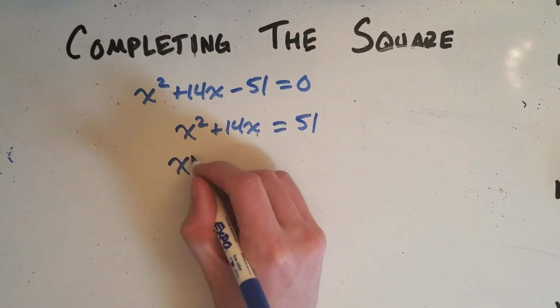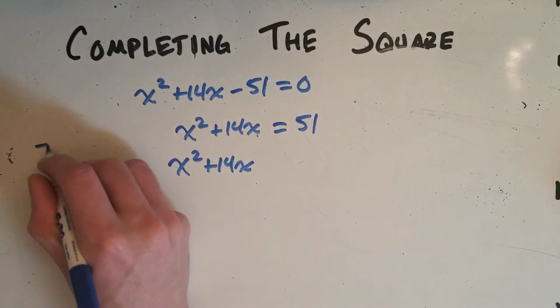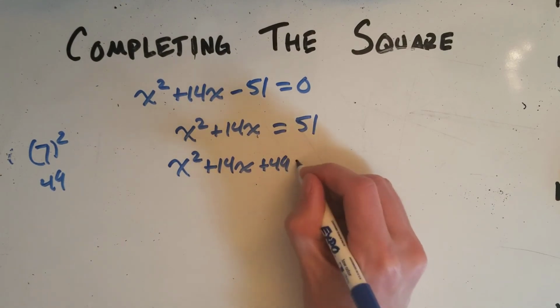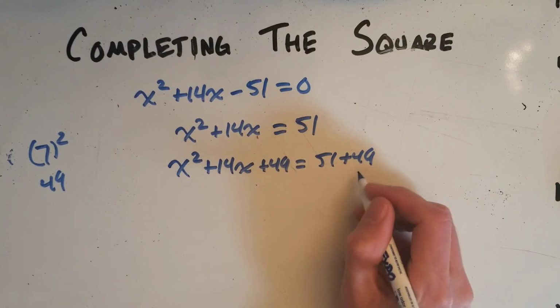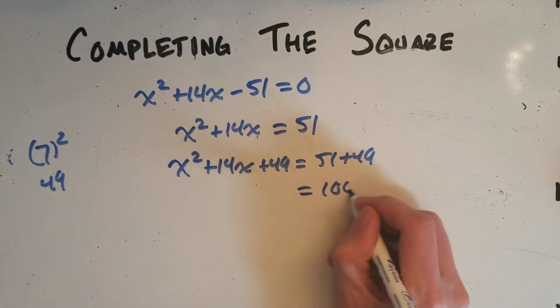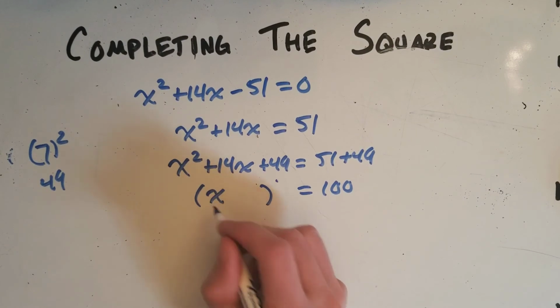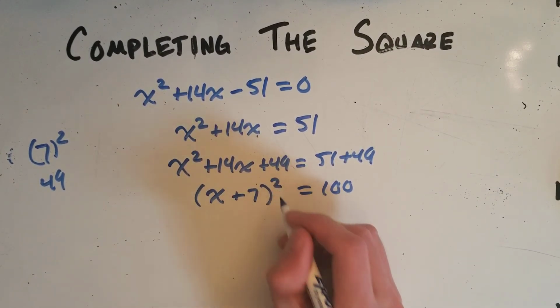Now we're going to go through the process of completing the square. Take half of your b, which is 7, square it, which is 49. So you're adding 49 to both sides. 51 plus 49, we should end up with 100 over there. Over here we completed the square, so now we can write it as x plus, since b was positive, half of that b, which was 7.